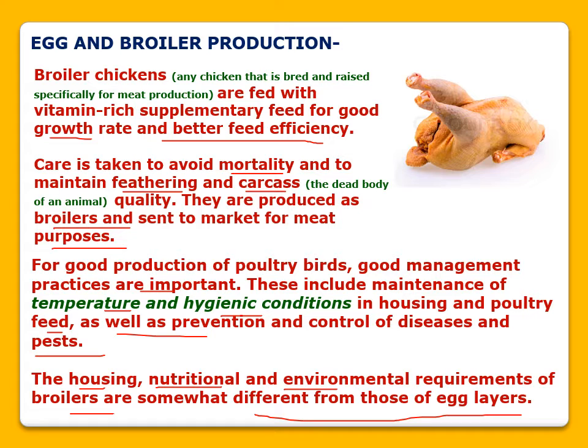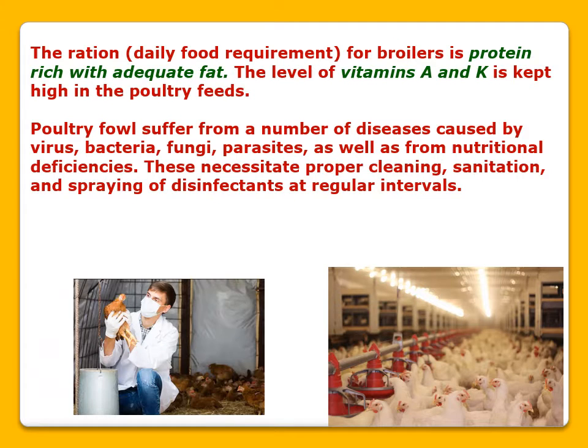On the other hand, broilers are the chicken that is raised especially for meat production. Their requirement is different. So both the animals are treated differently. As I told you, the food for egg layers and for broilers is different. The ration for broilers is protein rich with adequate fat. And in the food of broilers, the level of vitamin A and vitamin K is also kept high. So this way their food requirement is fulfilled.